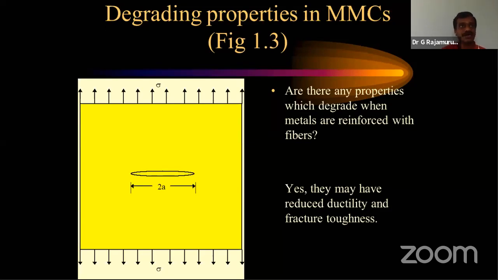If there is a notch in a particular material, let us say the size of the notch is 2A. When you apply different types of loading, it may be a compressive load, a tensile load, or a shear load. Based upon that, the crack will propagate towards the other end of the material. Based upon the elongation of the crack, I can find the fracture strength of the particular material based upon the Griffith theory.